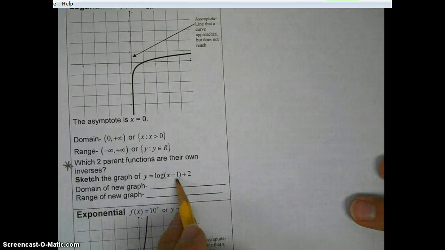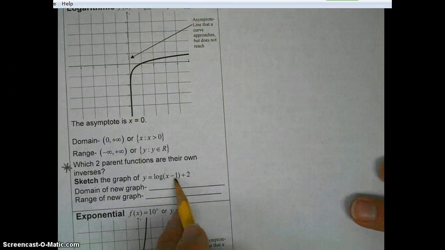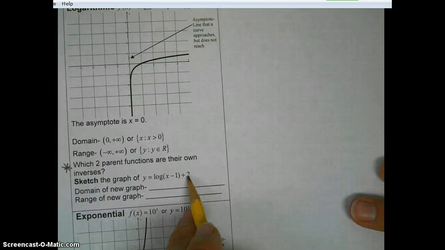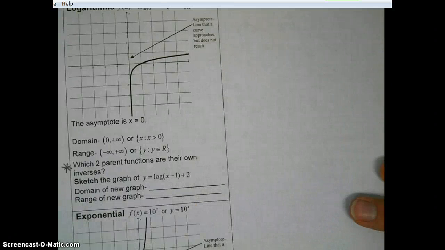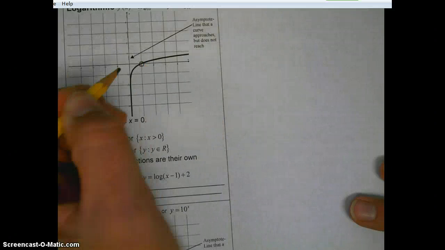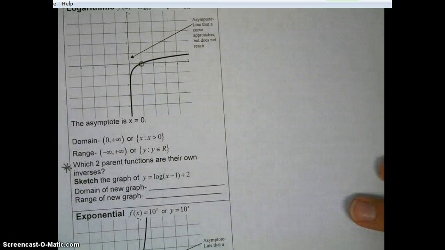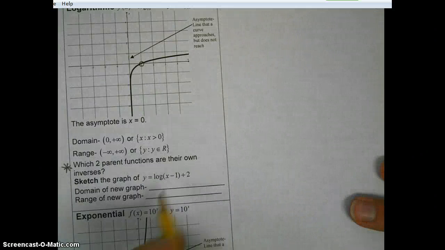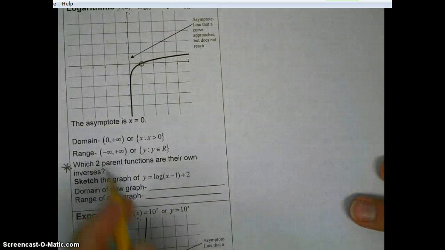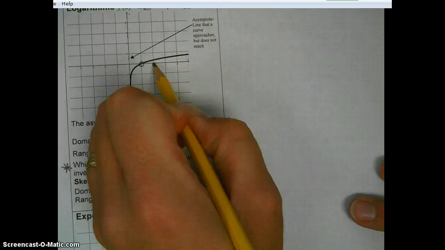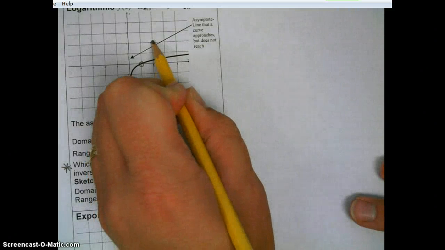Alright, sketching. 1 to the right and 2 up. Well, they didn't put that circle point on here for you, so I'll put it on there for you. That's going to be this point right here. We're going to move that point, (1, 0). So we're going to go 1 to the right, 2 up.